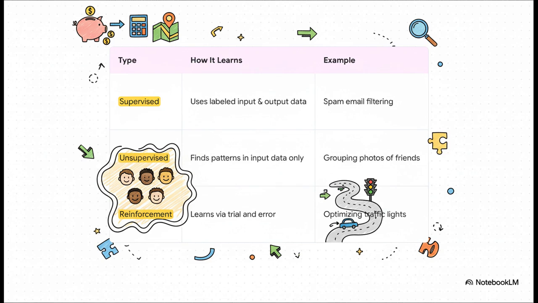And finally, there's reinforcement learning. This is really cool. It's where the machine learns by trial and error, kind of like a video game. It gets rewards for good moves and penalties for bad ones, like an AI figuring out how to manage traffic lights to make things flow better.